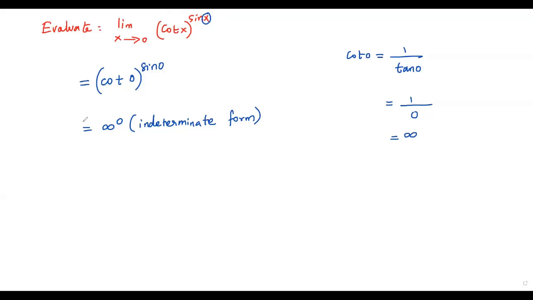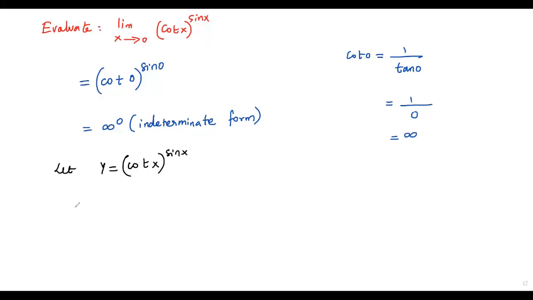To use logarithm to evaluate this kind of limit, first I have to assign a new variable for the given function. So here, I'm going to assign a new variable y for the given function. That is, I assume y equals cotangent x to the power sine x.